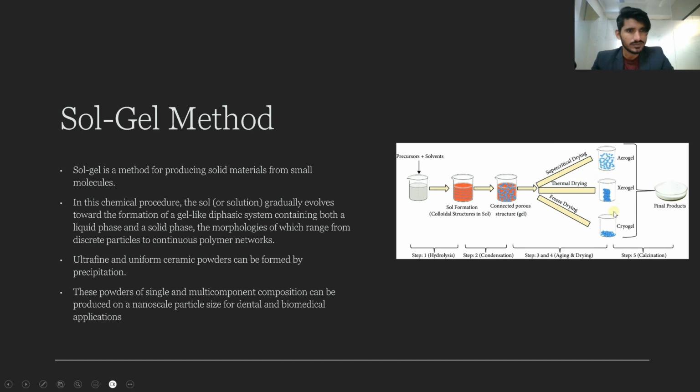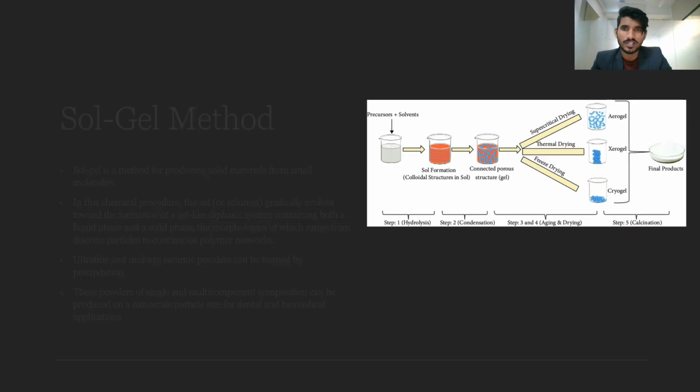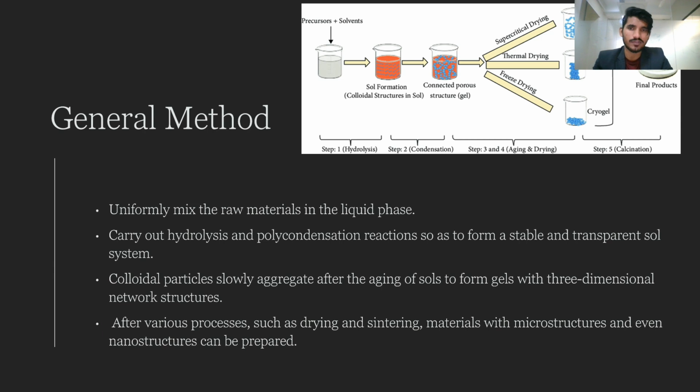After the formation of this gel, you can calcine it. You can calcine it at a higher temperature like 400 degrees C, 450 degrees C, 500, 700, depending on your substance, and then the final product will be obtained.